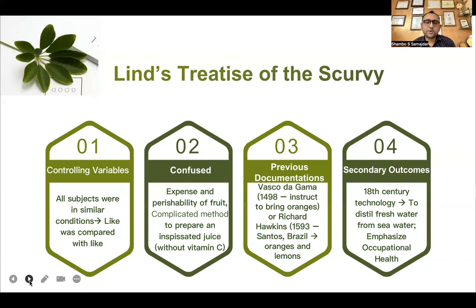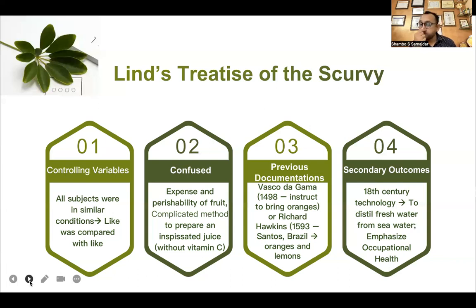Next, another important issue is that with all experiments, all clinical research, the background studies are very important. So they are critical. We need to have a thorough review of literature. There were some previous documentations too. Even Vasco da Gama in 1498, we Indians know him very well.